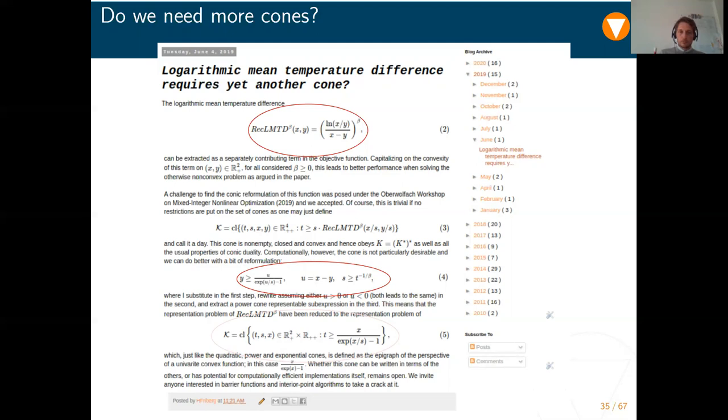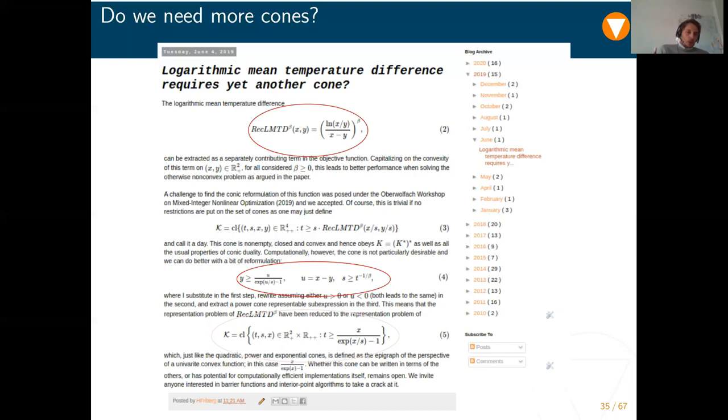So this is not a counterexample in the sense that you have a convex constraint for which we have a mathematical proof that you cannot reformulate it with the five cones, but also nobody knows how to do it. So maybe there is a way, maybe there's not. It seems to be difficult.